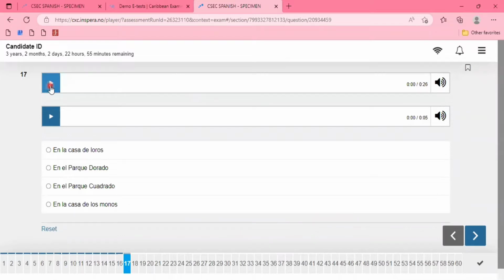And now we're moving on to another section that will require us to listen to some scenarios. First selection.